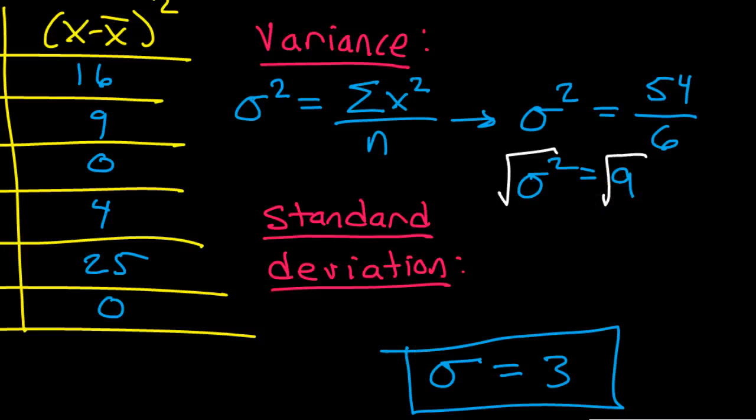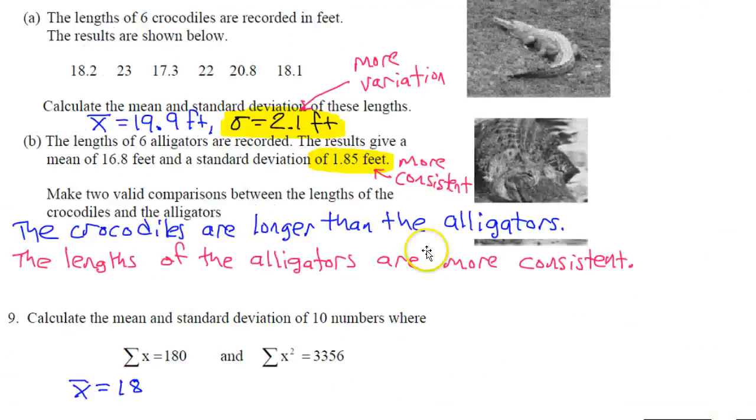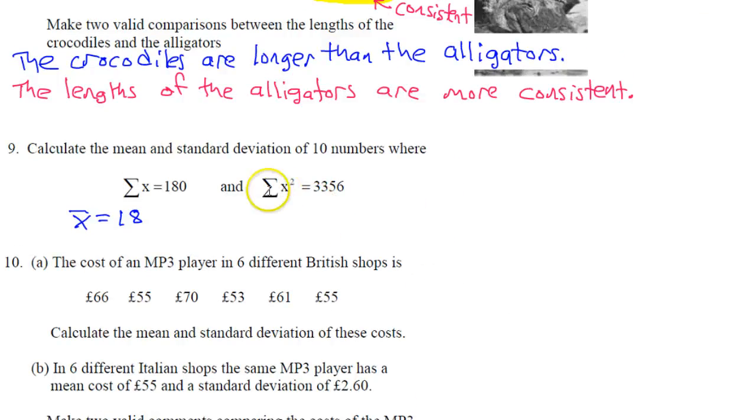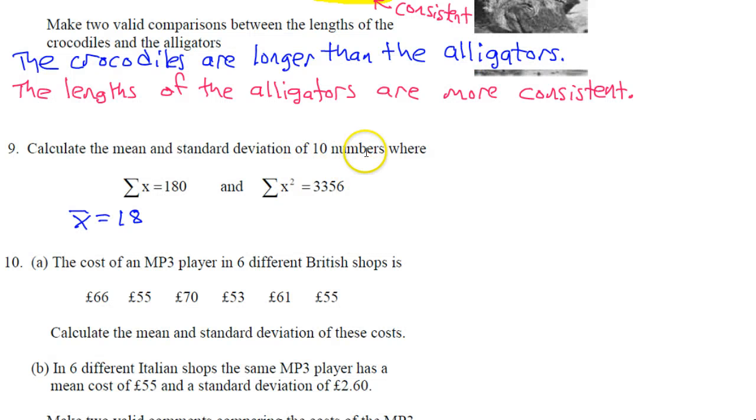Now, relating it back to the problem on which we were actually working, they are giving us the sum of the squares. So remember what we just did. The variance, which is like the standard deviation squared, is equal to the sum of the squares divided by n, where n is how many elements you have. In this case, n is 10, so we know that.